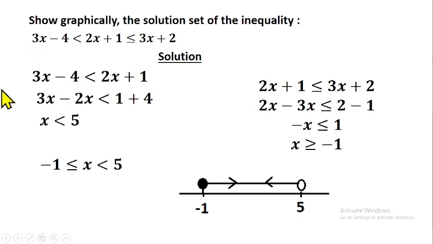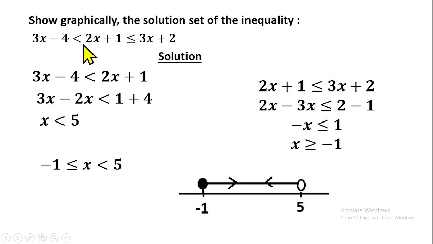Another question like the one we just solved is this one on the screen right now. We have to show graphically the solution set of the inequalities: 3x minus 4 less than 2x plus 1 less than or equal to 3x plus 2. It's quite simple as well. You have two statements here, so separate them into single inequalities.